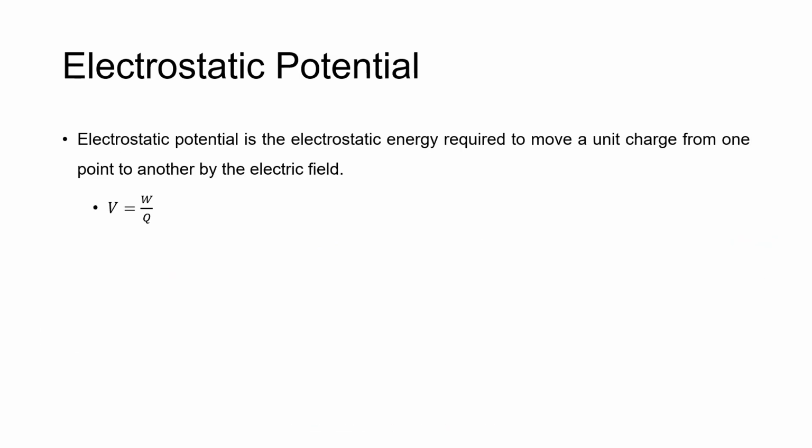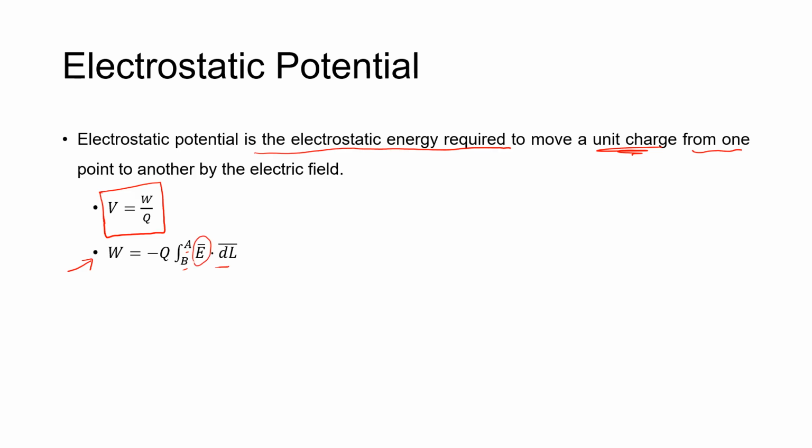So what is electrostatic potential? Simply, it is the electrostatic energy required to move a unit charge from one point to another point by the electric field, or we can write mathematically, in equation form, as V equal to W over Q. Last time we discussed that W is simply defined as minus Q integration from starting point B to end point A for dl of the electric field.